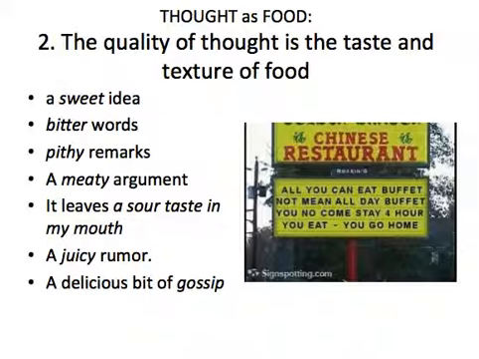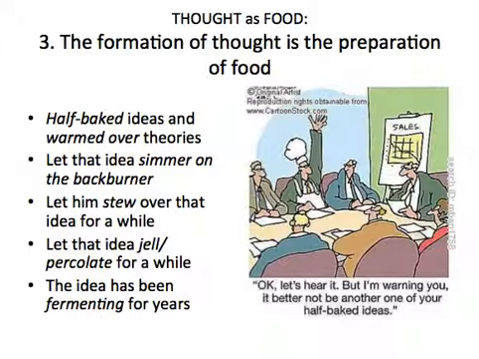So again, these are all metaphors derived from the source domain of the quality of thought is the taste and texture of food. Okay? So the taste and texture of food is used as the source domain, which is applied to thought, the quality of thought. A third area we can look at in terms of thought as food is the formation of thought is the preparation of food.